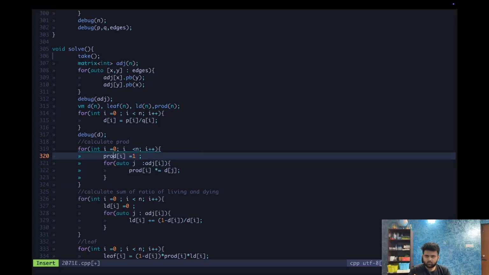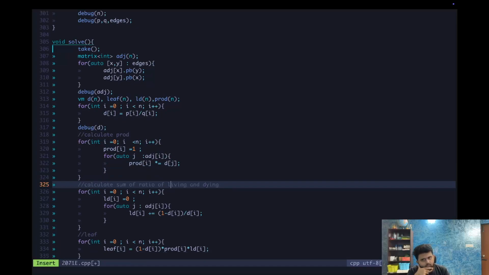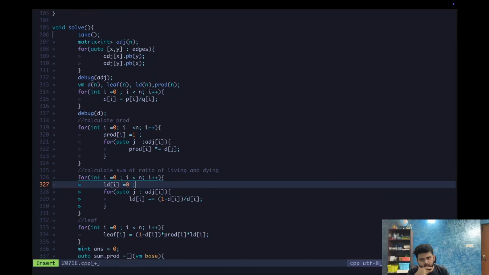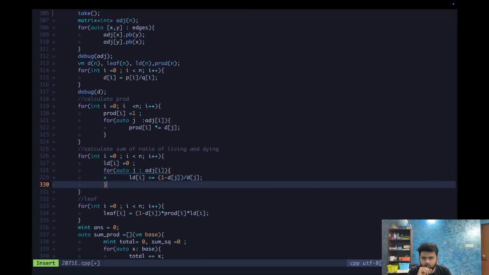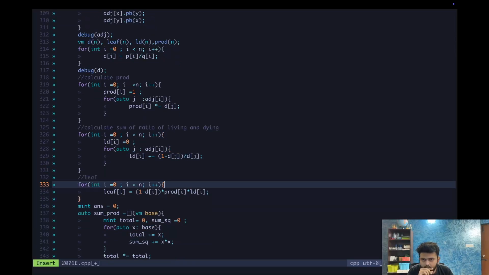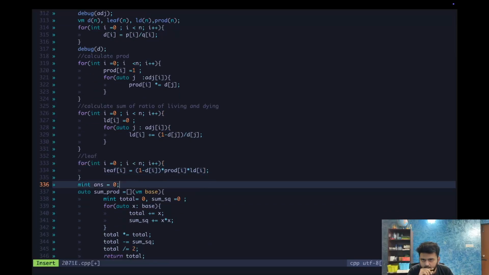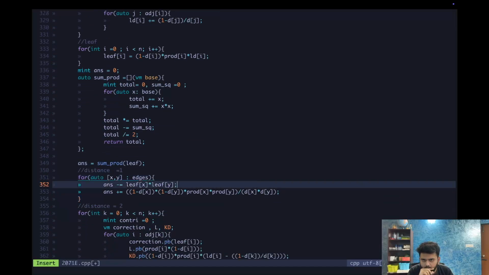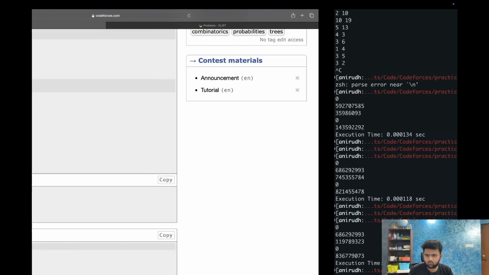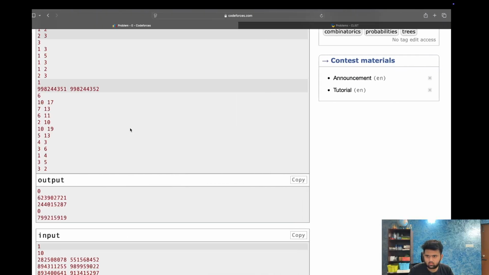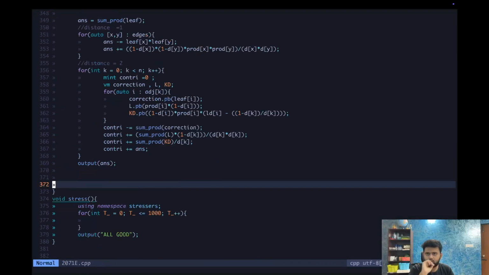Product of all its neighbors dying, so I multiply that product, dj. Now LD is the sum of ratio of it living and dying. Oh, here's a bug. And there's supposed to be another bug, I think. Yeah, there's some other bug.